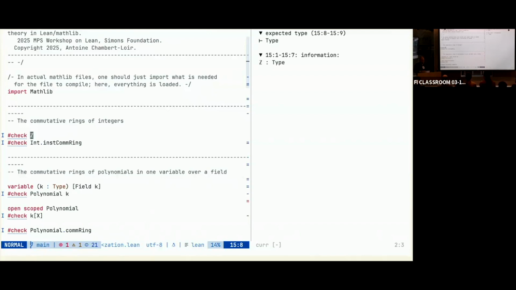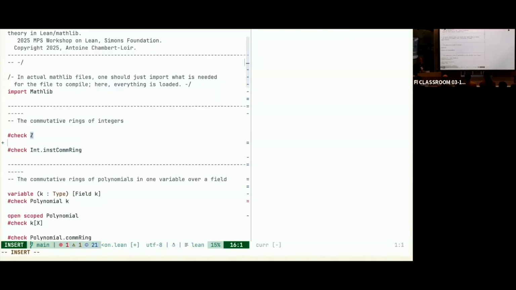There is something that says that Z is a commutative ring. So it's the command #check instCommRing. If I wanted to know why it is a commutative ring, I would have typed example. So give me a proof that it is a commutative ring.